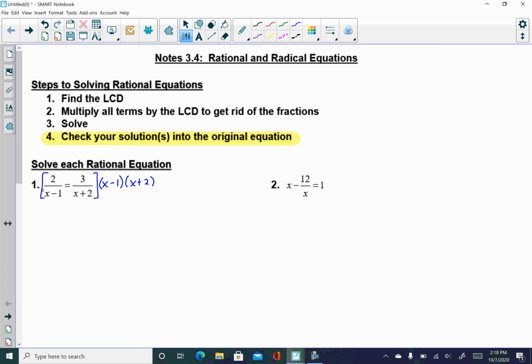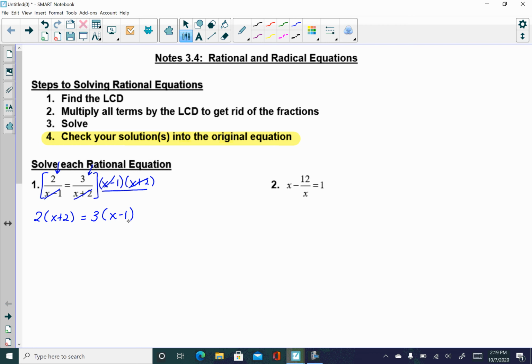And so what happens is when you take this common denominator and multiply it times this first term over on the left-hand side, the x minus 1's go away, and you're going to be left with 2 times x plus 2. Then when you take this same denominator and multiply it times the right-hand side, this time the x plus 2's go away. You still have the x minus 1 though, because it's back in play, so then this equals 3 times x minus 1.